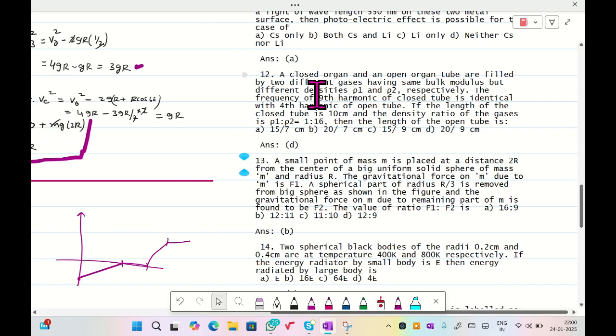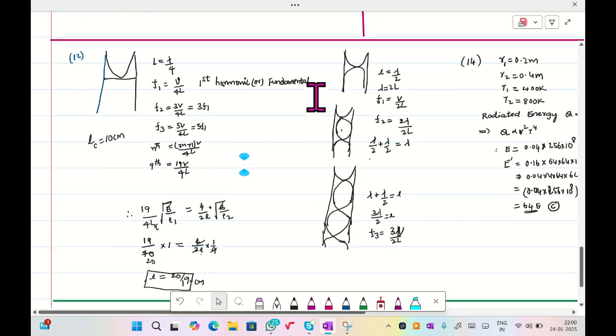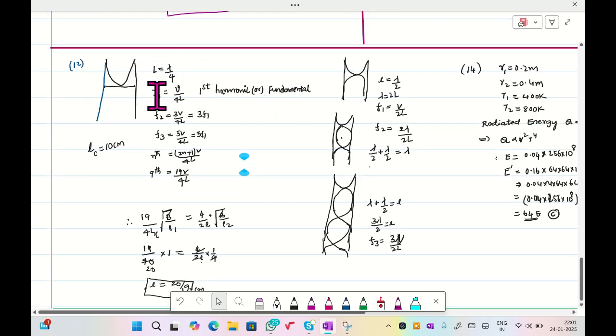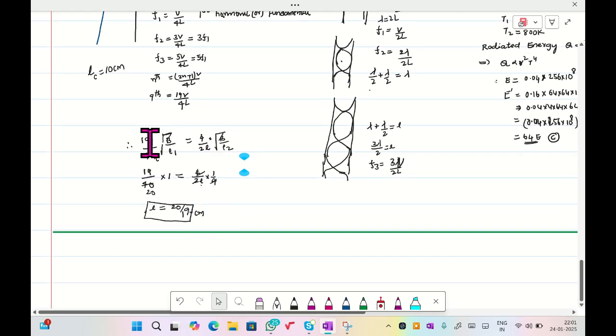If ninth harmonic, it means (2n plus 1) into V by 4L. The first harmonic is called the first fundamental frequency, so you can substitute like this. Ninth harmonic means (2n plus 1) into V by 4L. V is equal to root over bulk modulus by rho, that is, root gamma P by rho. So here bulk modulus by rho 1 and rho 2 we will take. Here the gas is not mentioned as diatomic or monatomic, so in this case we will take P by rho only. Substituting that, you will get 20 by 19 centimeter. But the answer they have given is 20 by 9, because they have taken the ninth harmonic.